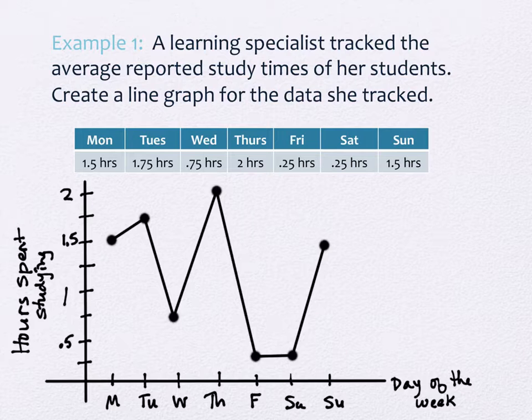Oh, there's one thing we're missing. The title. We do need a title. What would the title or could a title be for this? Sure, average study time or study time spent. Something about the fact that we're studying average study time by students or something like this.